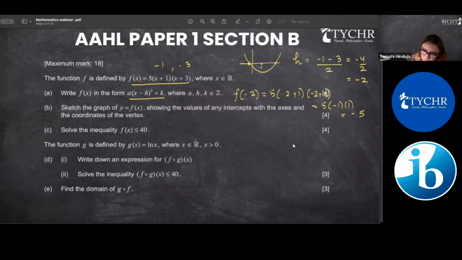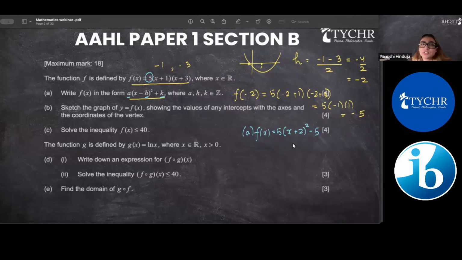So the answer for the A part, I'll just plug in h as -2 and k as -5. The a value already remains as 5. So f of x becomes 5 times (x + 2) squared minus 5. That would be the A part.